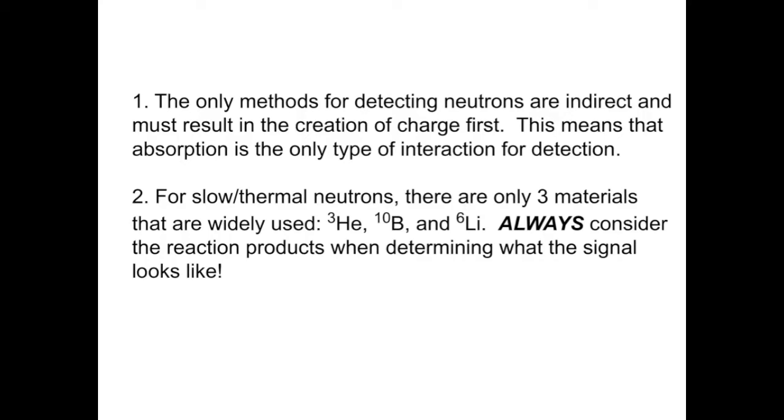For slow or thermal neutrons, there are only 3 materials that are widely used: helium-3, boron-10, and lithium-6. Always consider the reaction products when determining what the signal looks like. So we have a few straightforward equations that we are going to use.